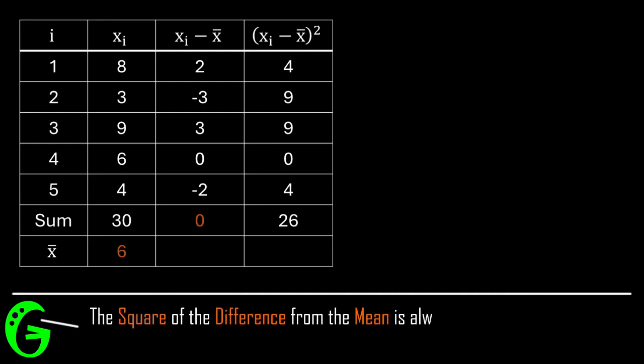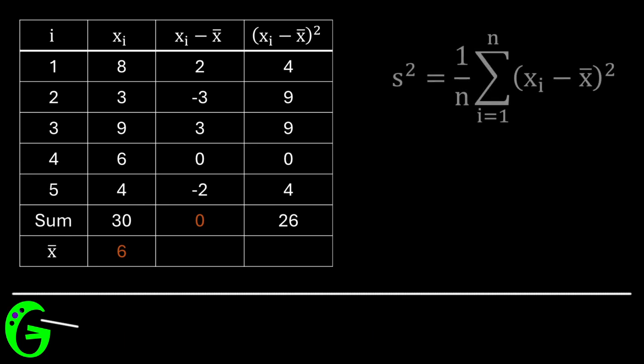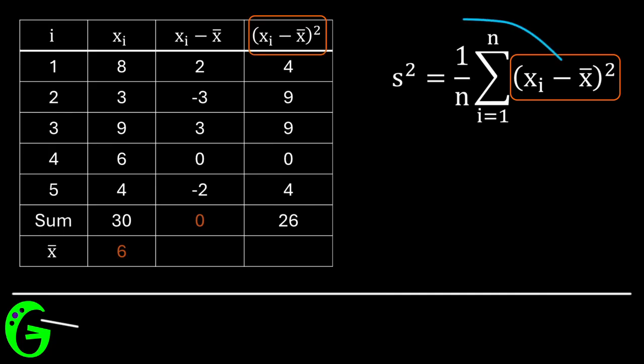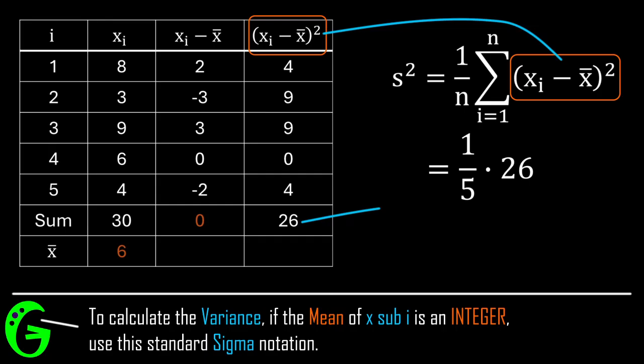The square of the difference from the mean is always a positive value. The sum of these squares is, of course, positive as well. To calculate the variance, if the mean of x sub i is an integer, use this standard sigma notation.